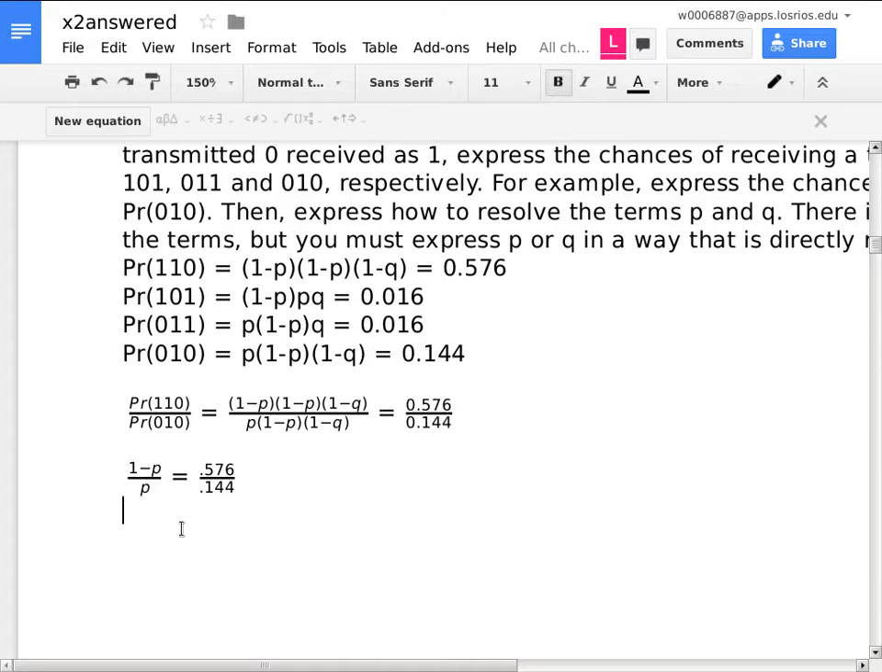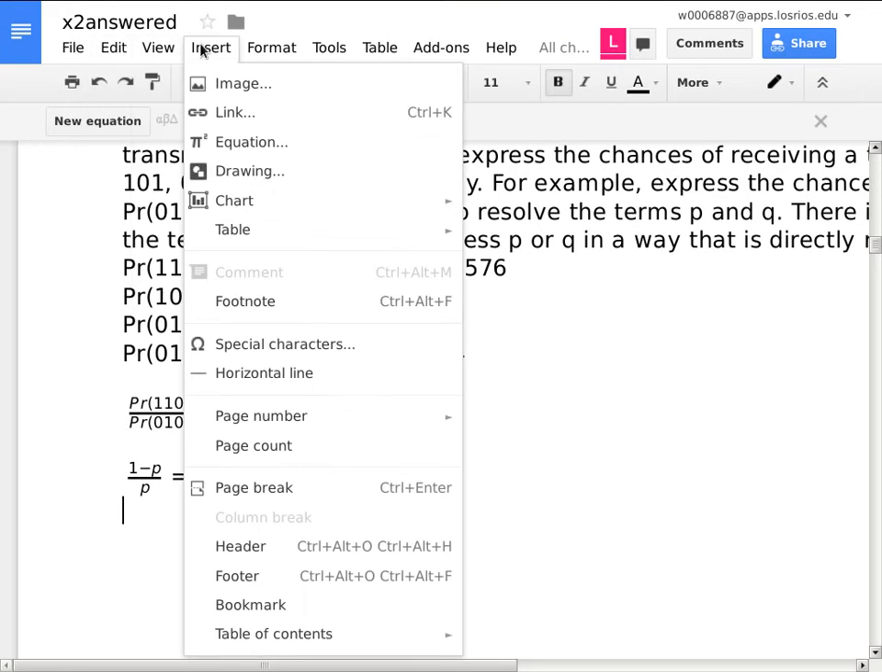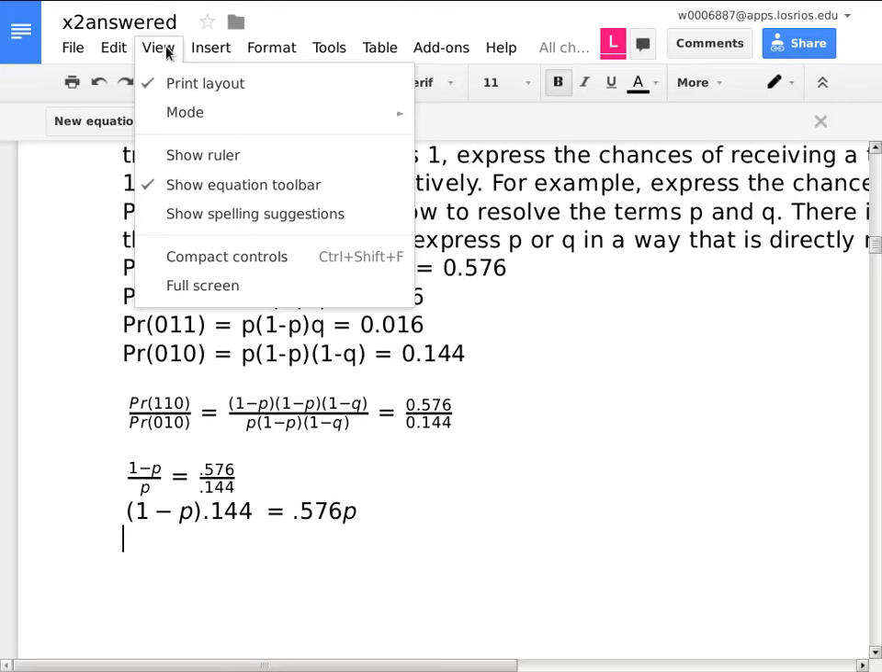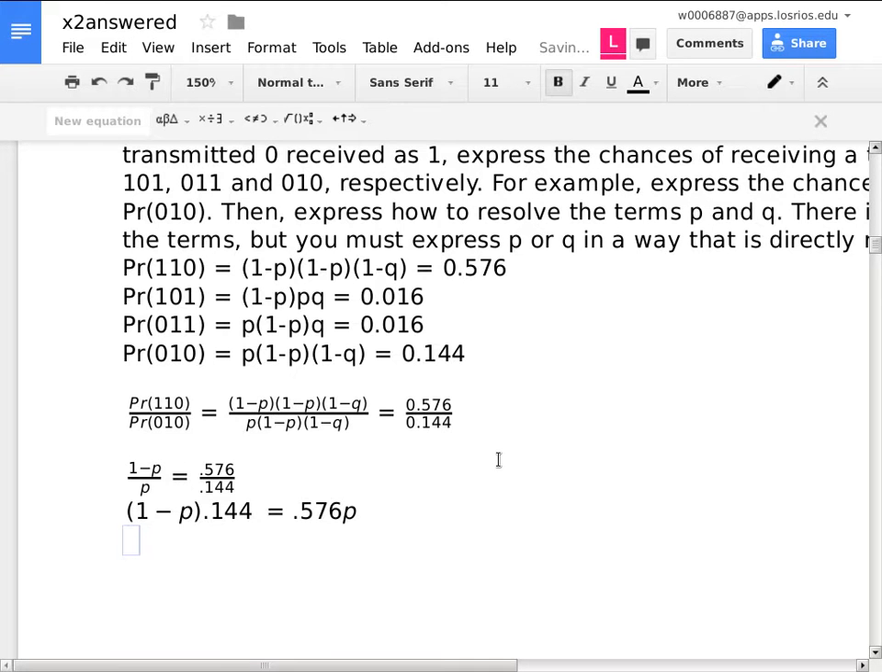Once we have this, it becomes easy to resolve, though I wouldn't say exactly trivial. As far as your assignment or answer is concerned, getting to this point won't give you all the points, so you have to take it one more step so that you end up with this. Insert equations. On one side we have 1 minus P times 0.144, and on the other side we have 0.576 times P, and then the next step is to resolve this one. One more step and we're all done.